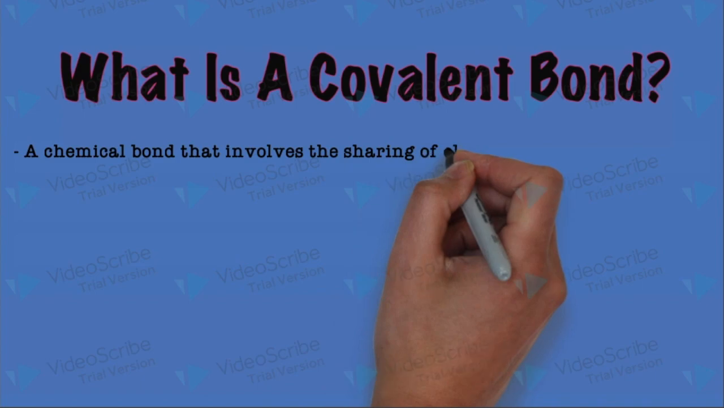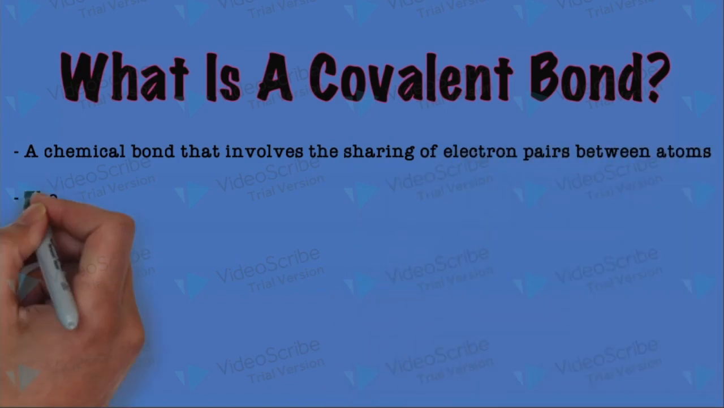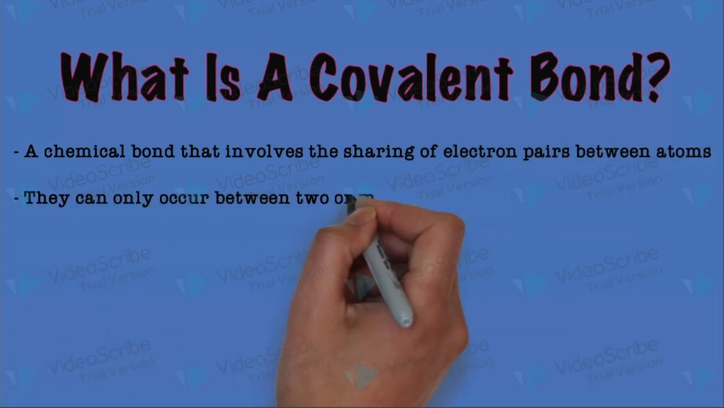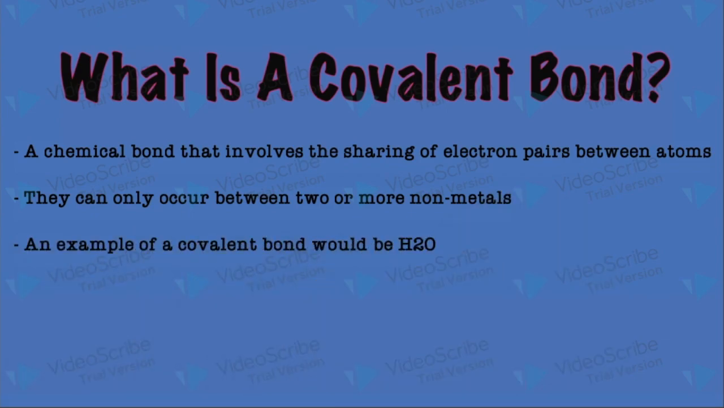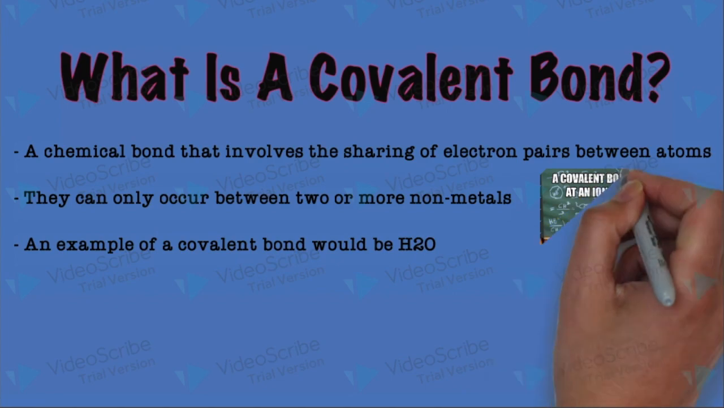A covalent bond involves the sharing of electron pairs between atoms. They can only occur between nonmetals. An example of a covalent bond would be H2O, which comprises the two nonmetals hydrogen and oxygen.